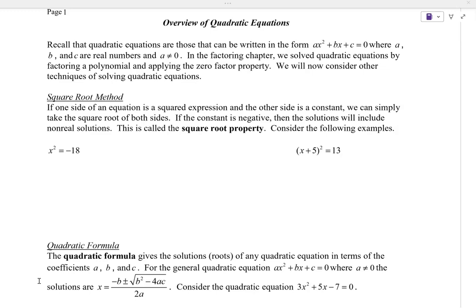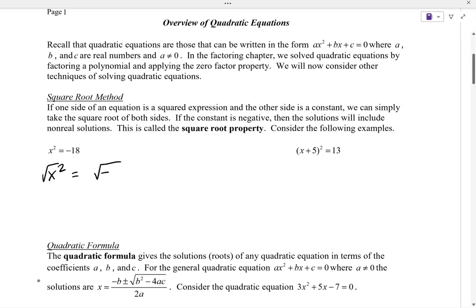So when you're doing the square root method, the idea is we want to get rid of that square by doing something to both sides. And given the name of the method, what do you think you want to do to both sides? Take the square root, right? To get rid of the squaring, okay? So we will take the square root of both sides here.